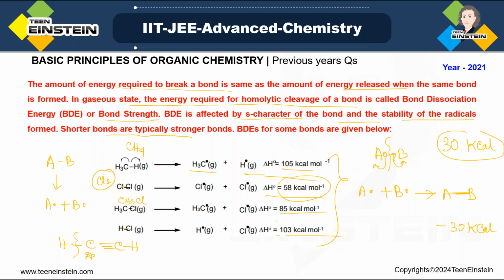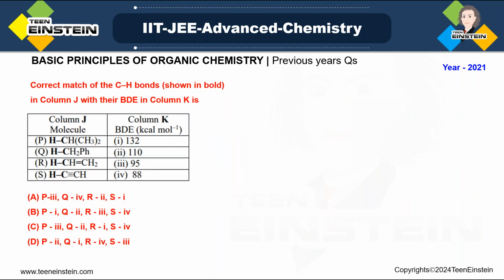But the second problem, you have to use these data. So that is why these data are given. Here you can see in the first column we have some molecules P, Q, R, S. These hydrogens are bold. Why? Because you have to focus on this carbon hydrogen bond in each of these molecules. And you have some bond dissociation energy in units of kilocalorie per mole given in the second column K. So you have to match this.